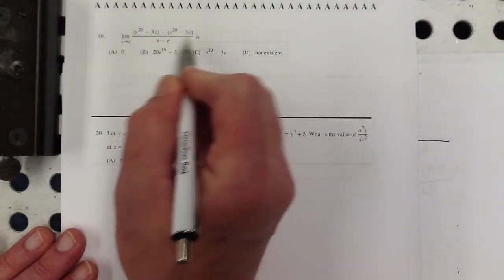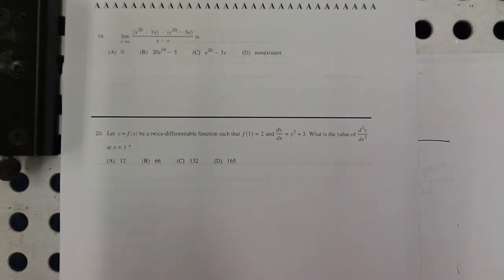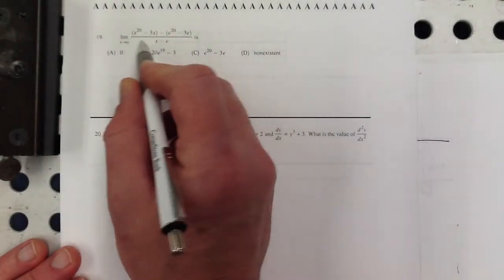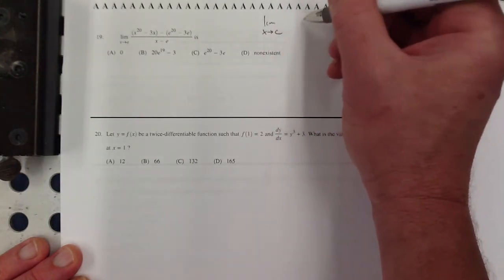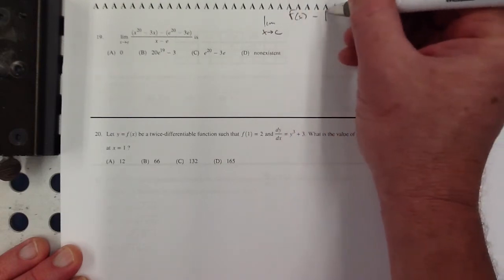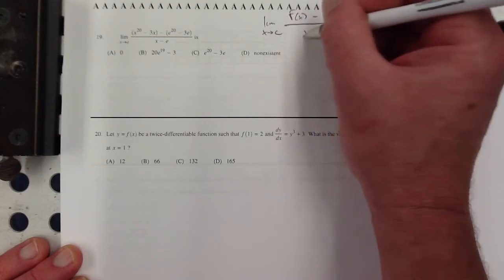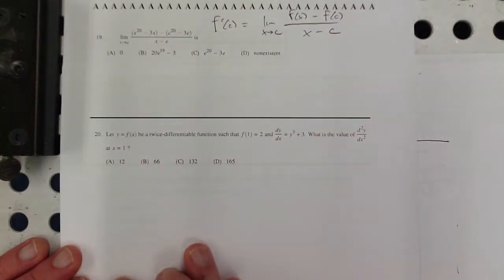This limit as x approaches e, if you're a calculus student and you're looking at a limit, well, there's different things that we need to know. This doesn't really look like one of those old school chapter 2 limits. This looks like the definition of the derivative. Remember that limit as x approaches c of f of x minus f of c over x minus c. This is the definition of the derivative of a function at that point.